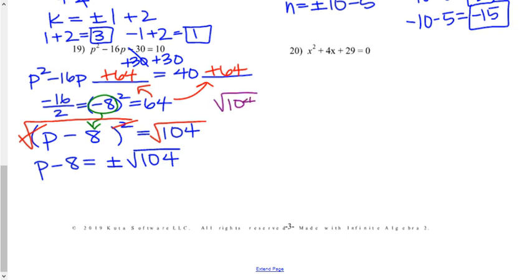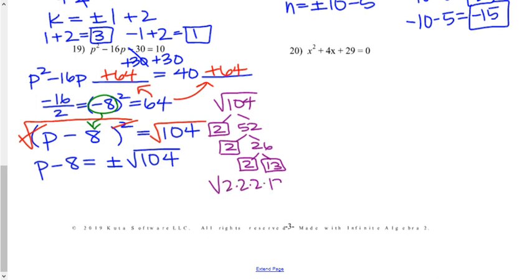Root 104 broken down: 2 times 52, 2 times 26, 2 times 13. These are all prime. So my root actually becomes 2 times 2 times 2 times 13. And then I'm going to circle my pairs. I just have one pair actually, just a pair of 2's. So this becomes 2 root 2 times 13, which is, oops, 26.